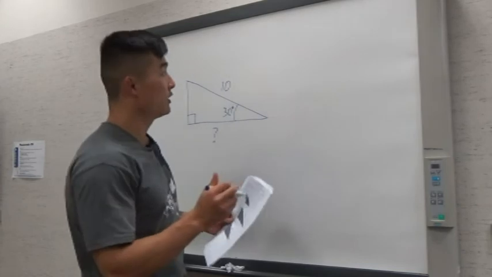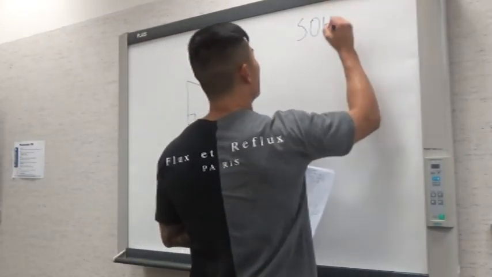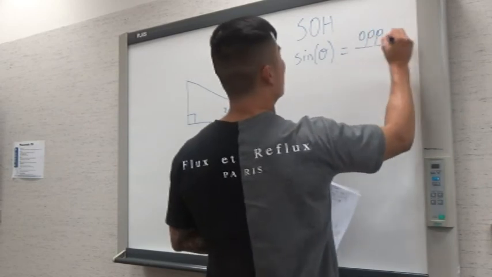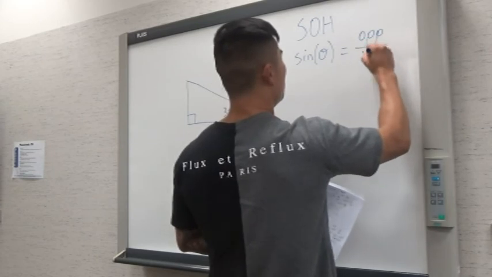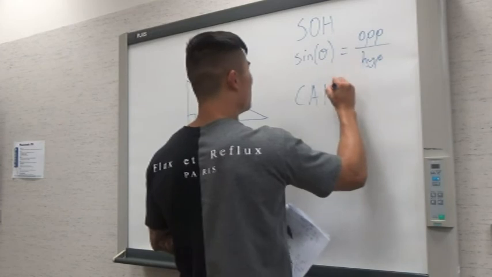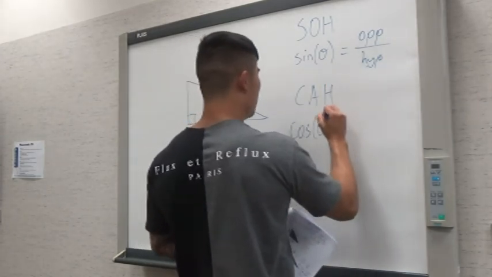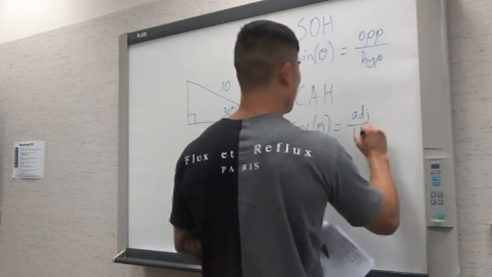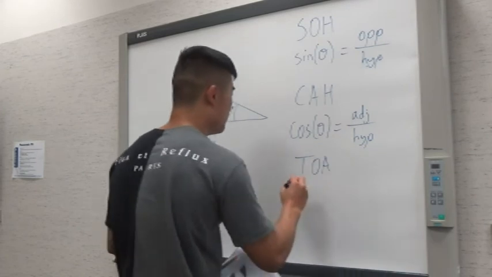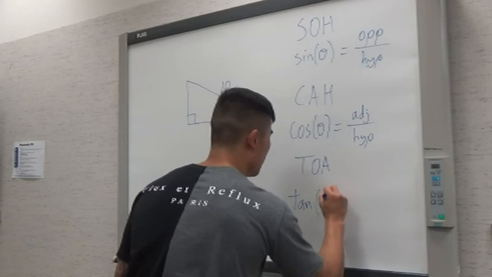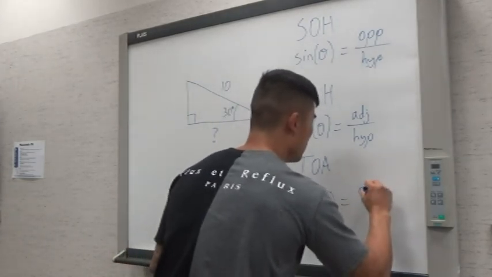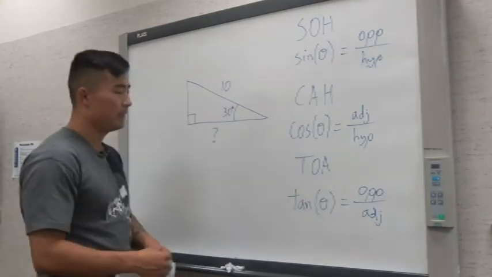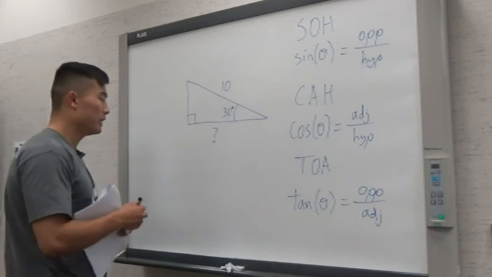Okay, so you need SOH CAH TOA. SOH is for sine of theta is equal to the opposite over the hypotenuse. CAH, C-A-H, is for cosine of theta. So theta is just a name for the angle, is equal to adjacent over hypotenuse. And TOA is for the tan of theta, is equal to opposite over adjacent. In my experience, you nearly never have to use tan, but I'll just put that in there for completeness.